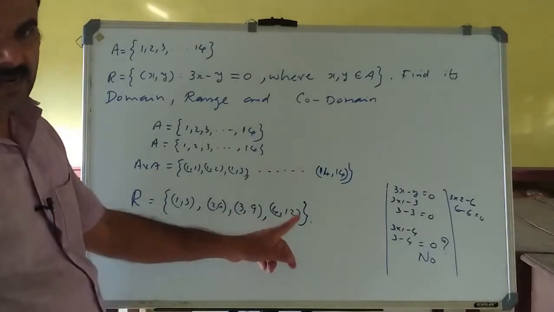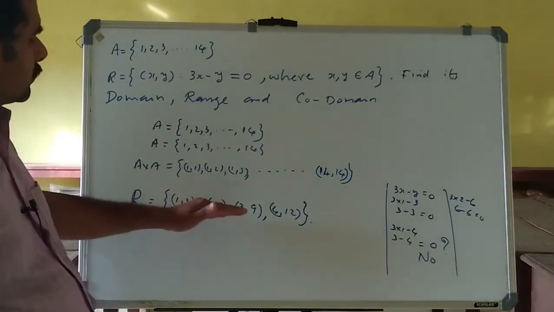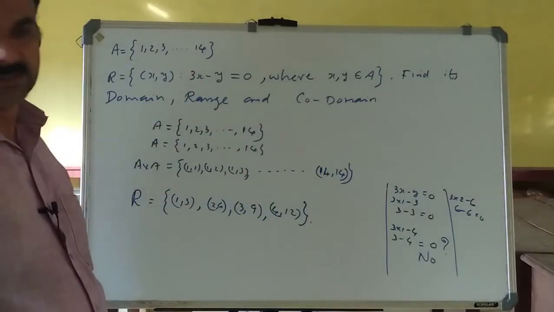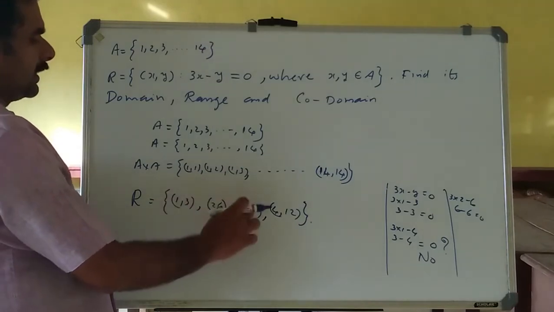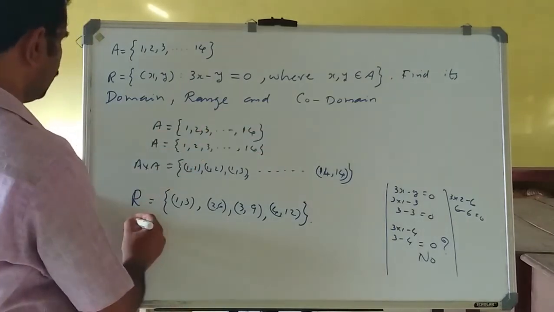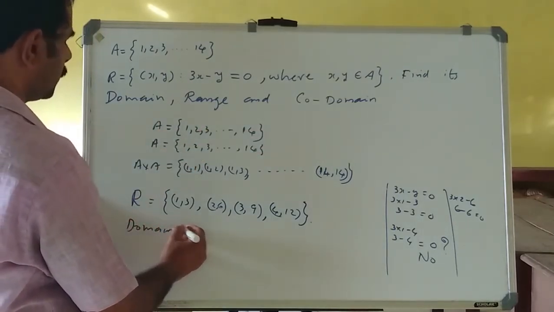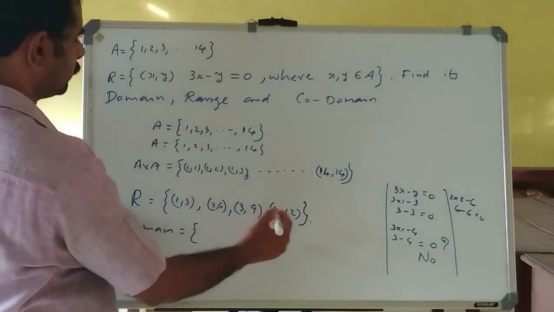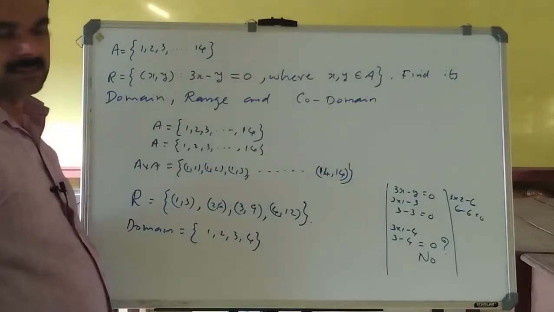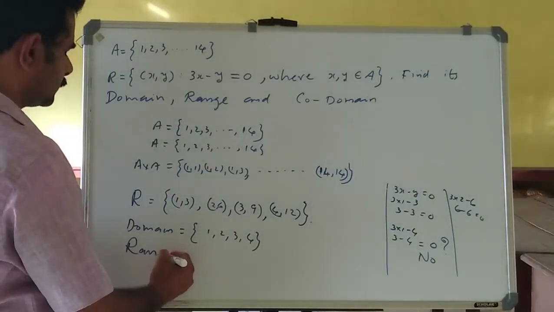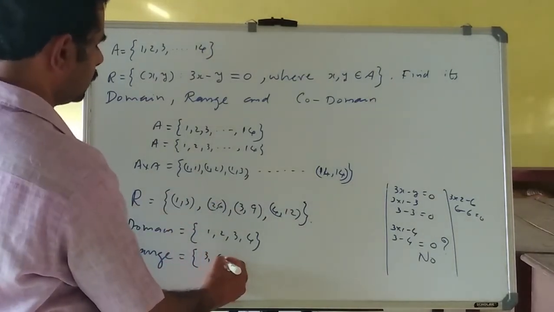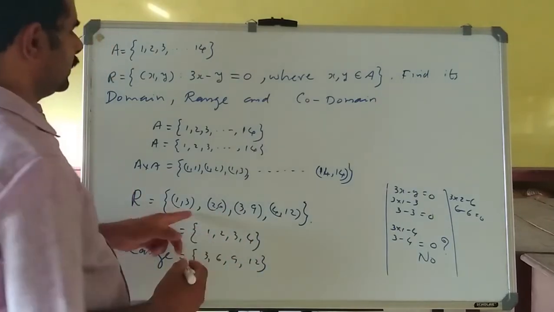So this is the relation in roster form instead of this set-builder form. These two sets are equal sets, isn't it? 1 comma 3, 2 comma 6, 3 comma 9 and 4 comma 12. Then you are asked to find what? Domain, range and codomain. Then what is the domain? Domain is equal to the first elements, the set 1, 2, 3, 4, isn't it? Then range is equal to the set of second elements 3, 6, 9, 12.